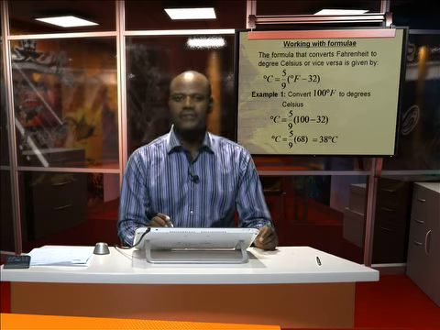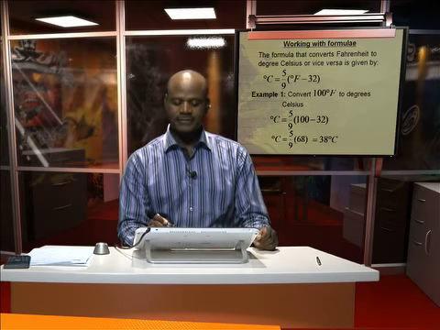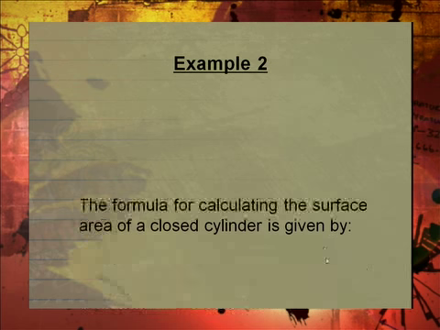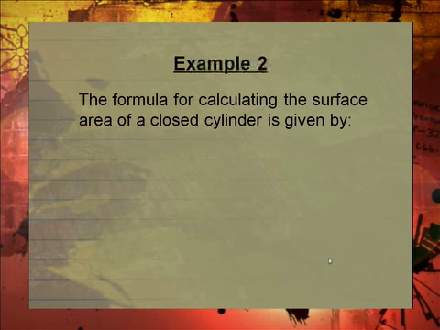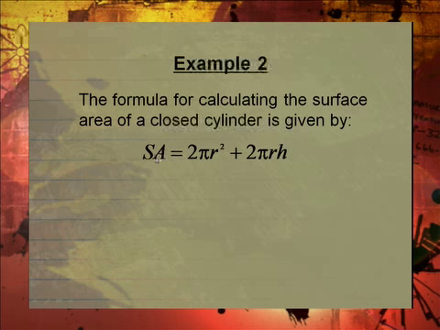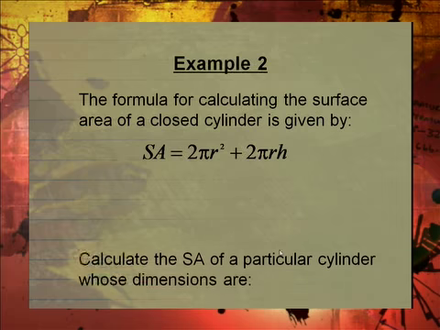Let's have a look at the next example. The next example is the formula for calculating the surface area of a closed cylinder. This is SA, meaning surface area, equals 2 pi r squared plus 2 pi r h. You don't need to know what this means or where this formula comes from. What do we have to know? The substitution part.